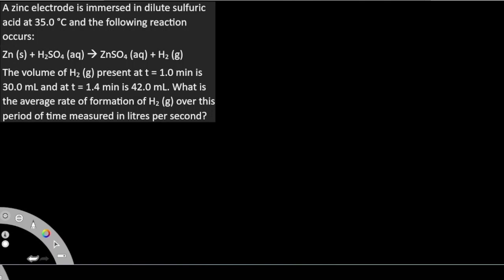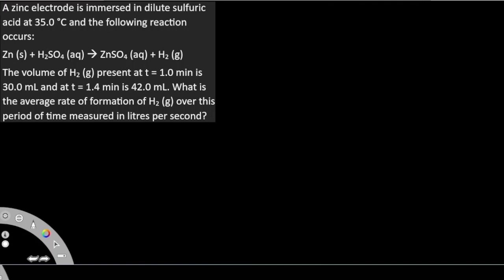Zinc electrode immersed in this temperature over here. We have this balanced chemical equation. The volume of H2 present at 1 minute is 30 mL. Notice how it's in milliliters now. It's not just giving us a concentration, which is fine. We can still work with it. And then we have 1.4 minutes a little bit after, and now it's increased to that much. What is the average rate of formation?